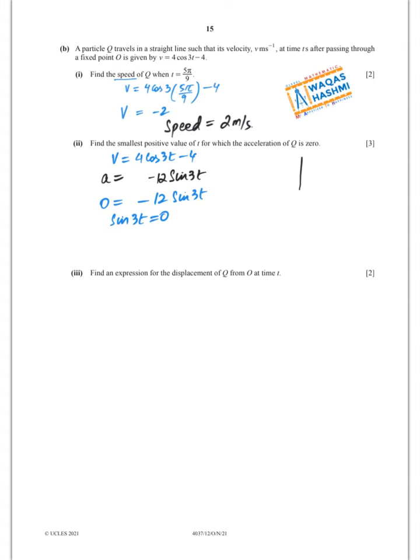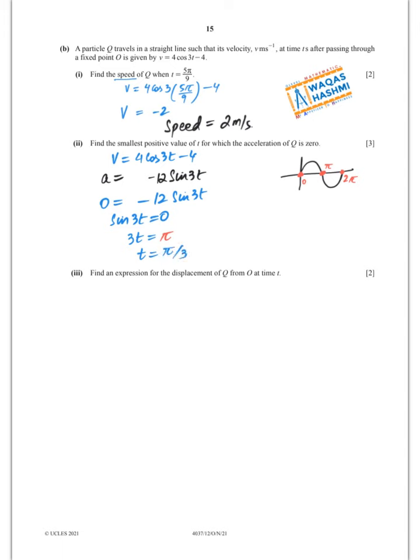Now if you make the curve of sine, you will observe that sine is 0 at 3 places, at 0, at 180 and at 360, right? It says find the smallest possible value of t. So the possible values mean it can be 0, pi and 2 pi. The first value after the journey had started, the first value is pi. So we are going to say that 3t is equal to pi and t is equal to pi over 3.